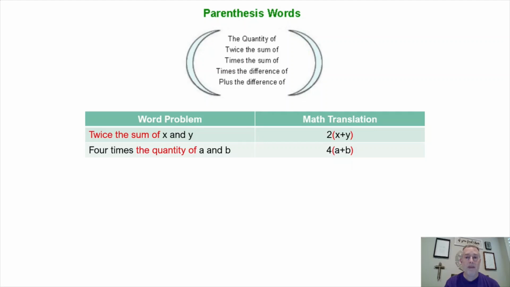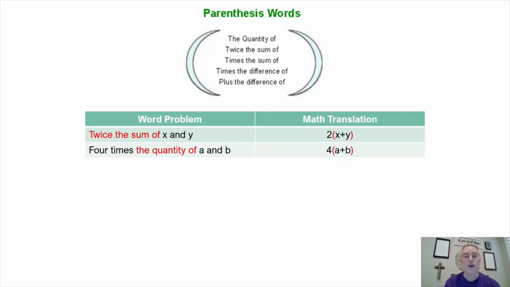Twice the sum of x and y. Well, twice, remember a few slides back, means 2 times. Well, it's 2 times the entire sum of. So we need to put the sum of in parentheses, x plus y. So we can take the entire sum, twice the sum of x and y.